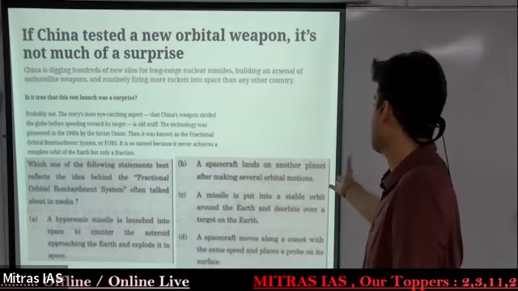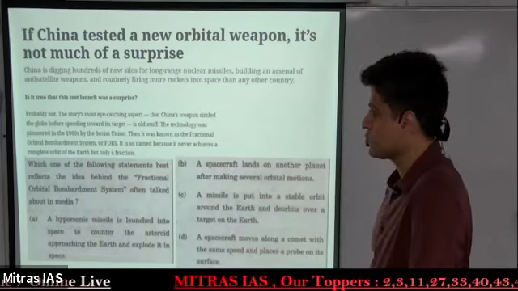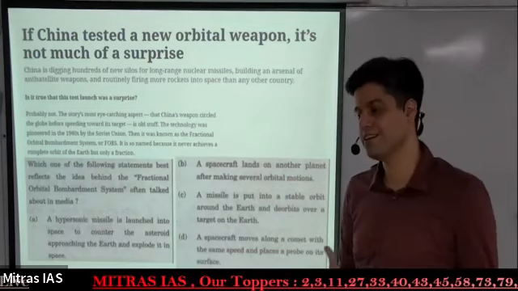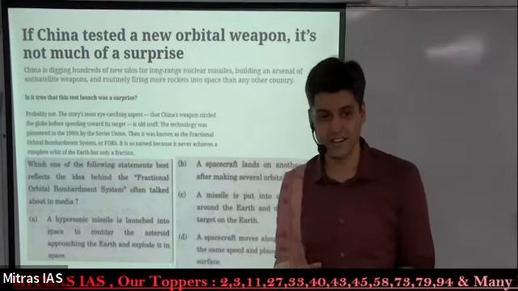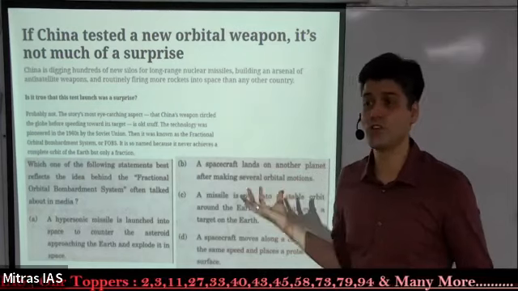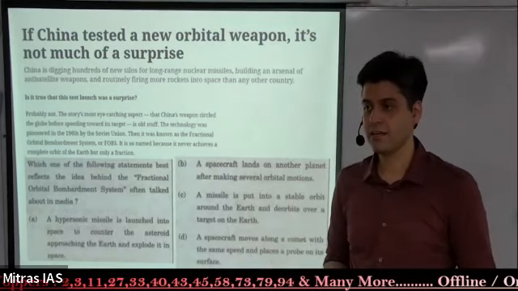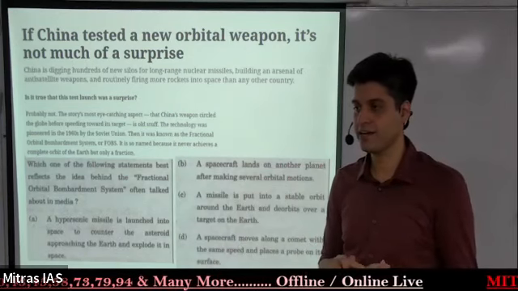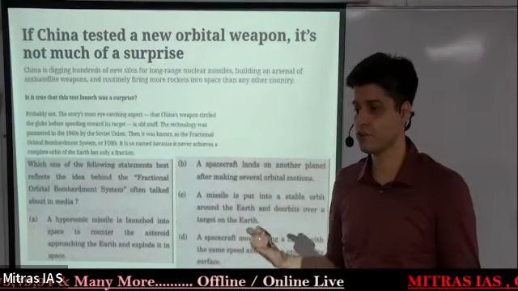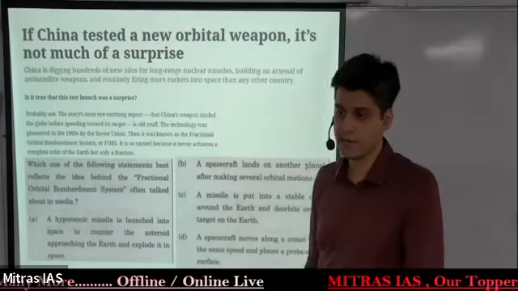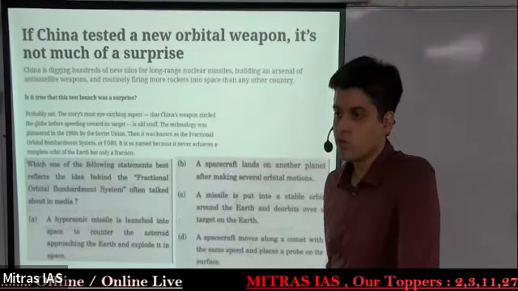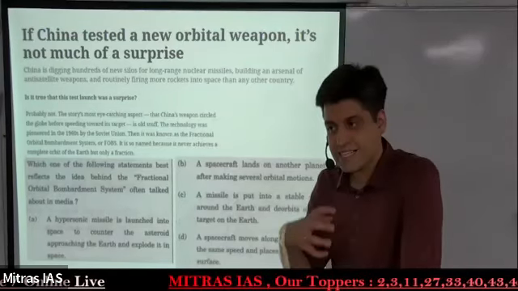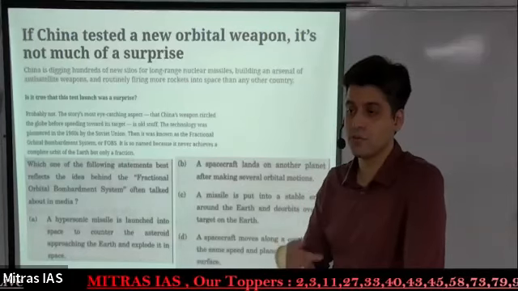A spacecraft lands on another planet after making several orbital motions. If you read current affairs, the way we read it, you'll easily get to know that this is not happening. Right now, only Mars is the planet where missions are going, right? We have Perseverance and we also have the Chinese rover right now. Or the Moon, though we won't say it is a separate planet. So these are the ways, multiple things we'll be working on regularly.